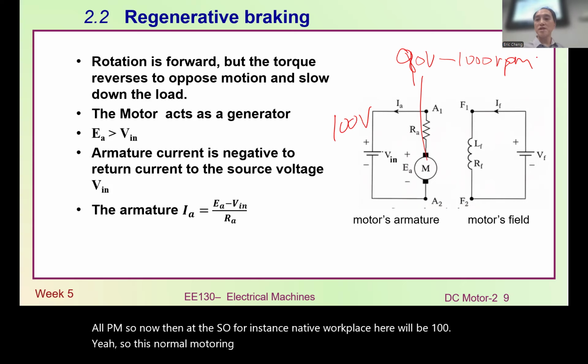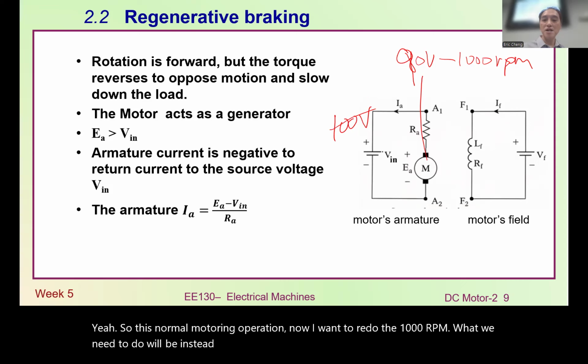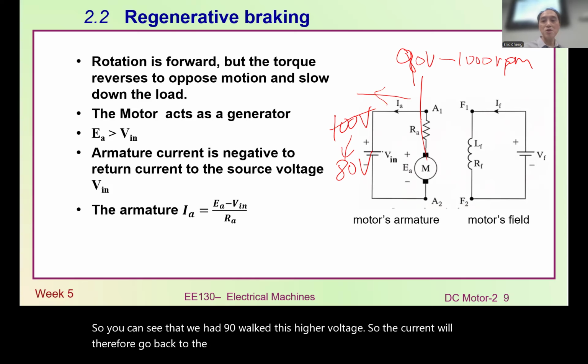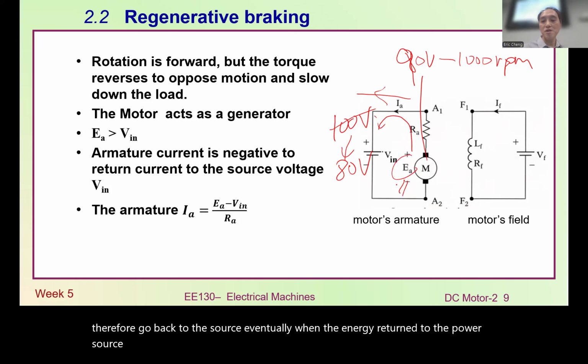Now I want to reduce the 1,000 RPM. What we need to do will be, instead of 100, I reduce to 80 volt. So you can see that we have 90 volt, this higher voltage. So the current will therefore go back to the source. Eventually, when the energy returns to the power source, this EA voltage gradually reduces to 80 volt. Then of course, 90 volt, 1,000 RPM.